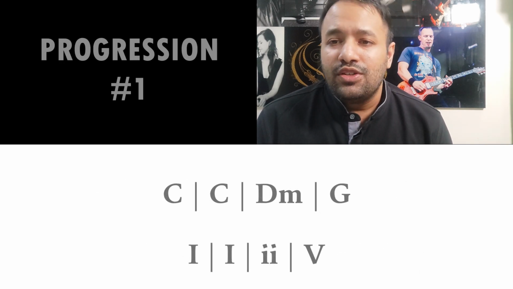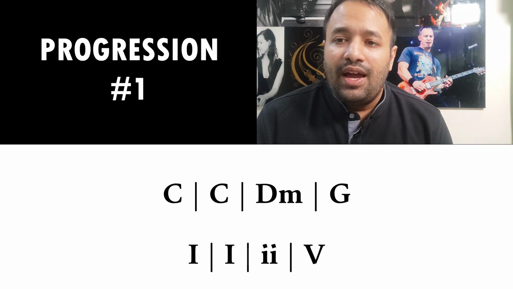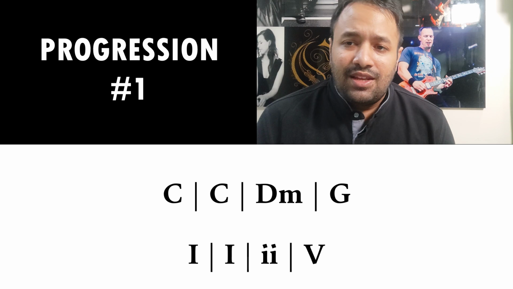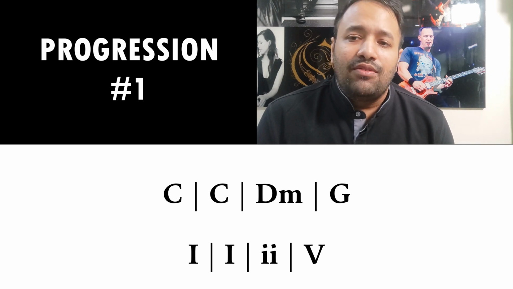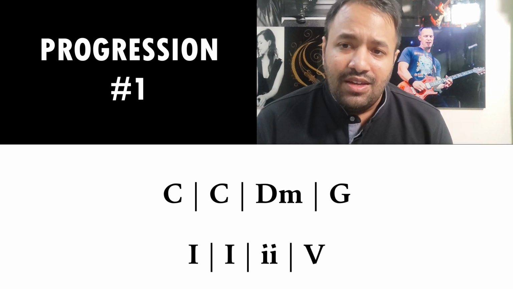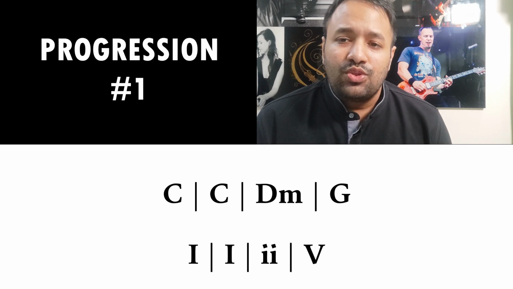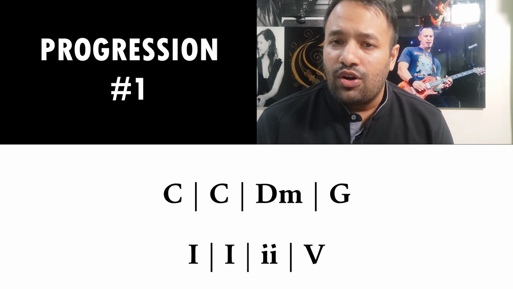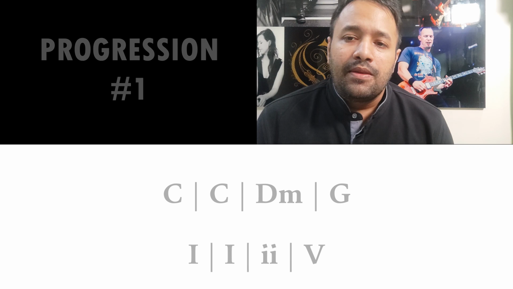Now let us look at the first chord progression. Here we have the C major, which is the 1 chord. We stay on the C major for 2 bars and then we go to the D minor or the D minor 7, which is the 2 chord, and that goes to the G, which is the 5 chord. So here all the diatonic chords have been used. It's a fairly straightforward and simple analysis.